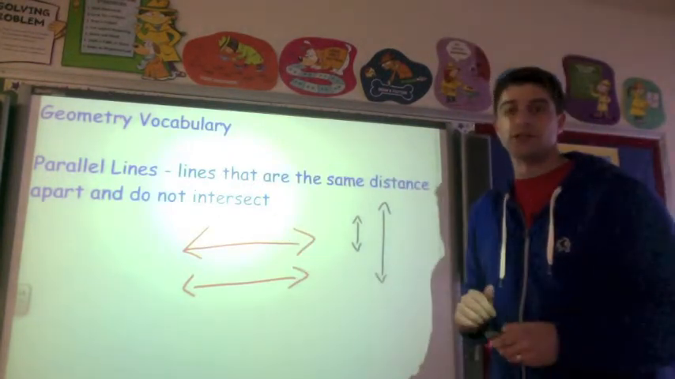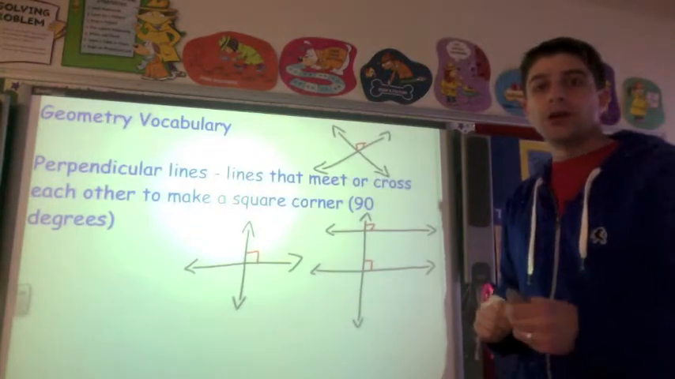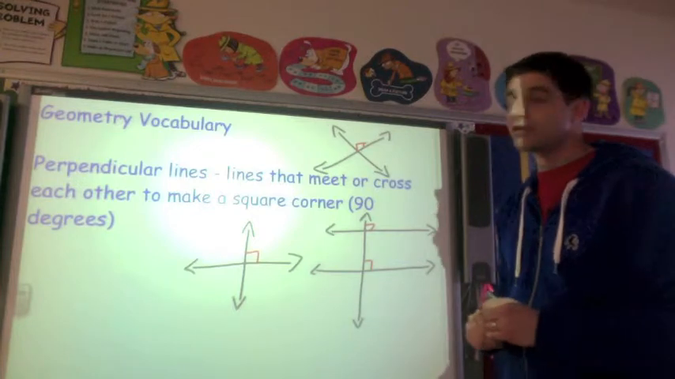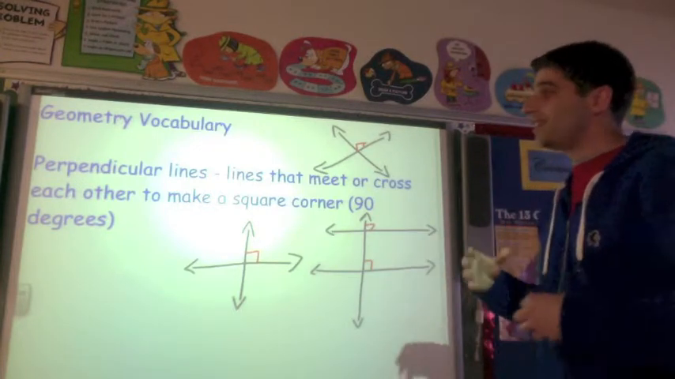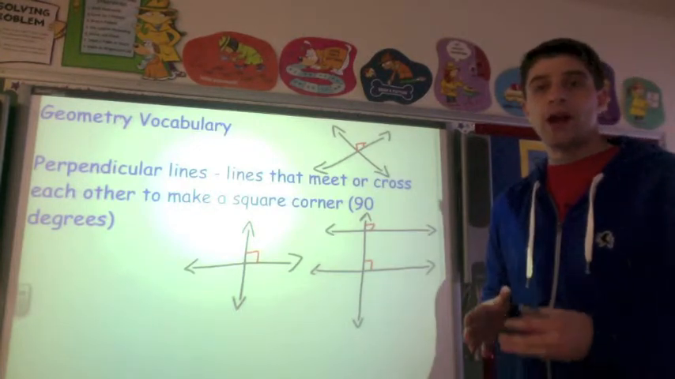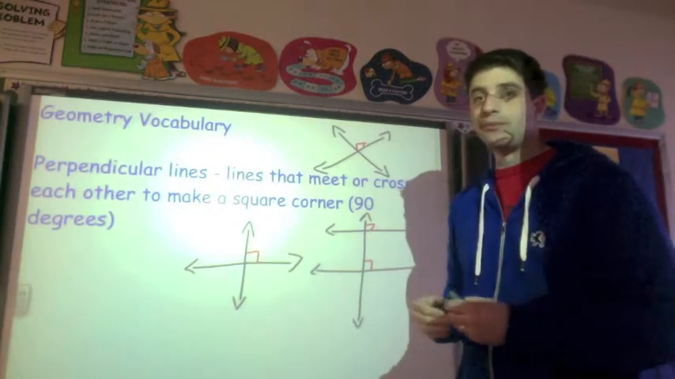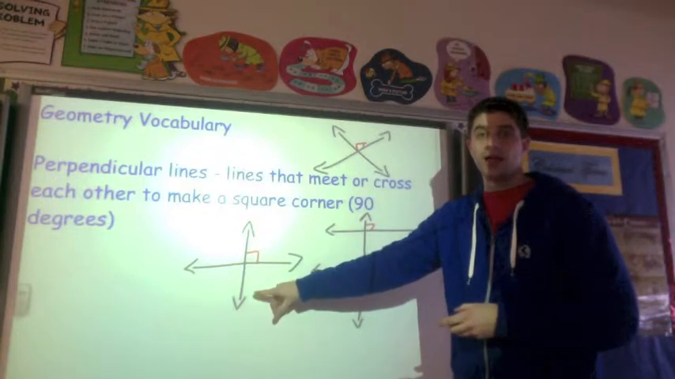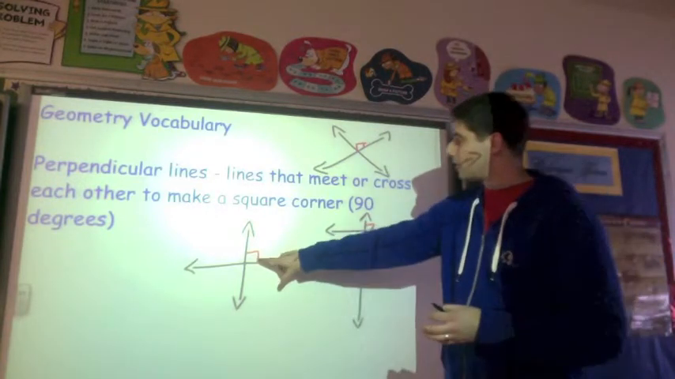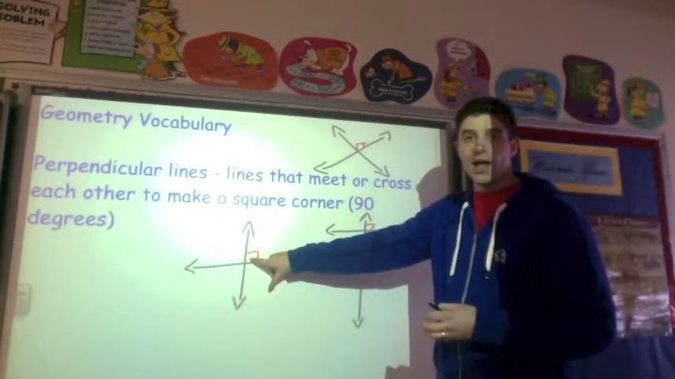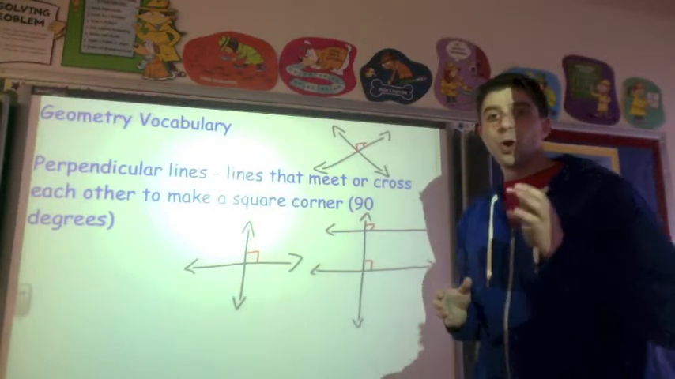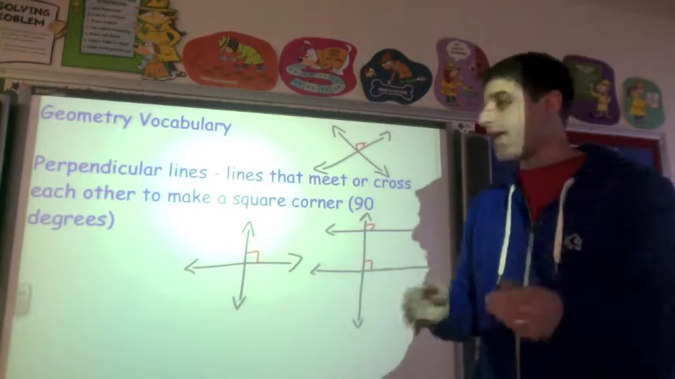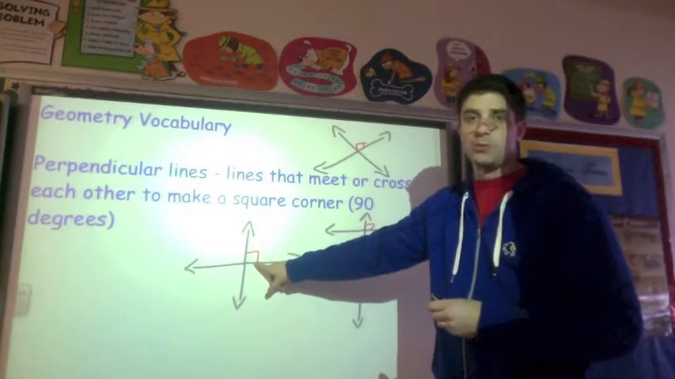They're parallel lines. We're coming across one of our last vocabulary words, perpendicular lines. Perpendicular lines are lines that meet each other to make a square corner, 90 degrees. You can tell here's a perpendicular line. And I know it's perpendicular because if I look here in the corner, I see a little box. That box is always going to tell me that we're at 90 degrees, that we've made a right angle. So it definitely is perpendicular.